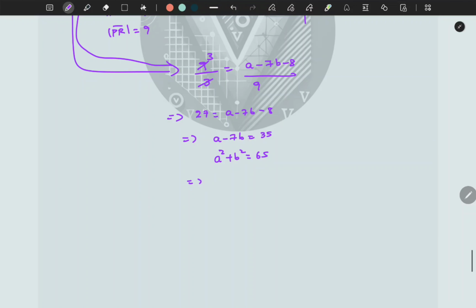Now, here we can do one thing. A and b are integers, right? Since a and b are integers, what could be one of the options? Okay, let me write a as 7b plus 35.